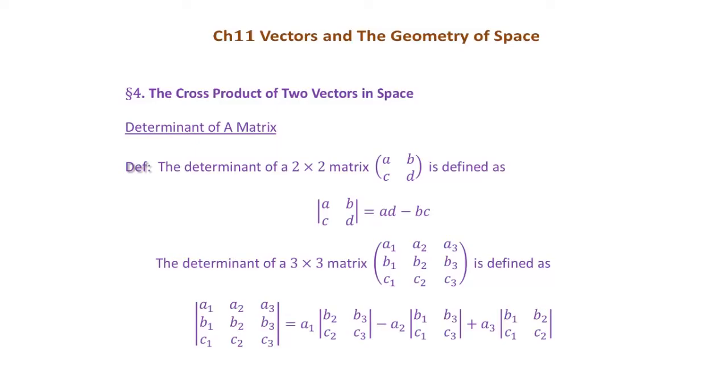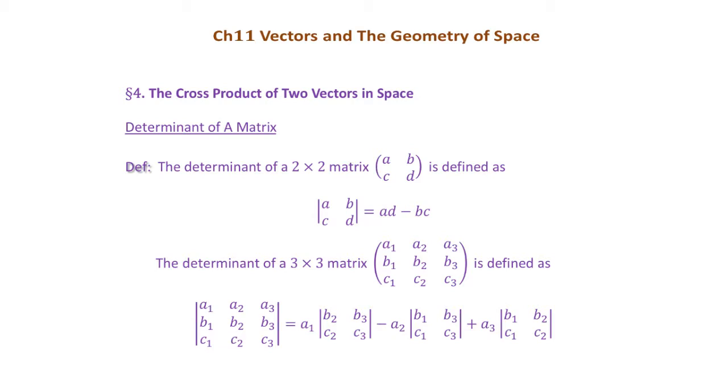So today we're going to talk about section 4, the cross product of two vectors in space. We discussed the dot product, or scalar product, or inner product of two vectors last time. We're going to discuss another form of multiplication of two vectors. When you define multiplication of two vectors, you have different ways to do it. We just talked about the dot product last time.